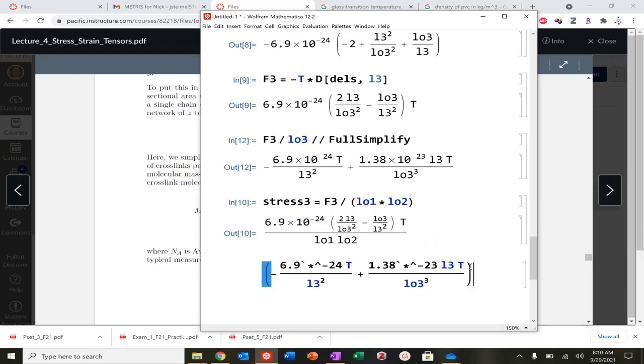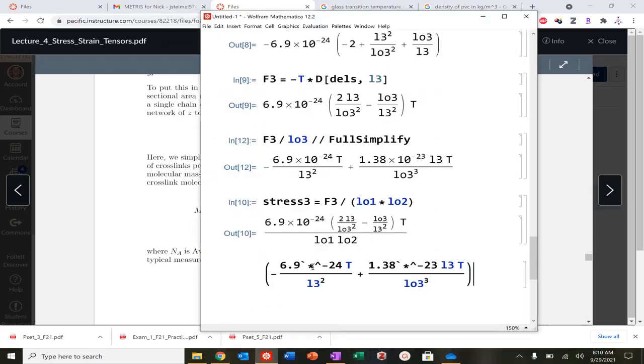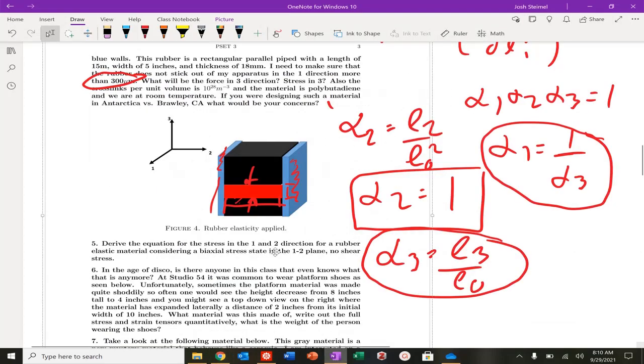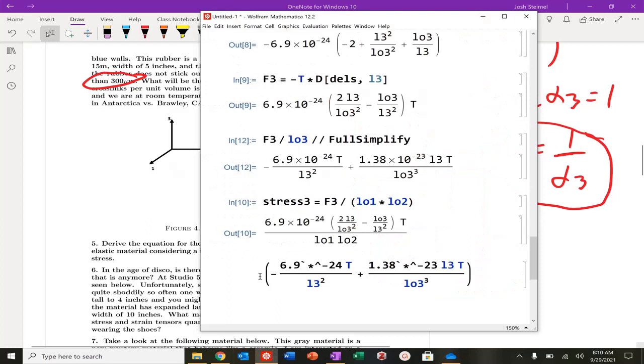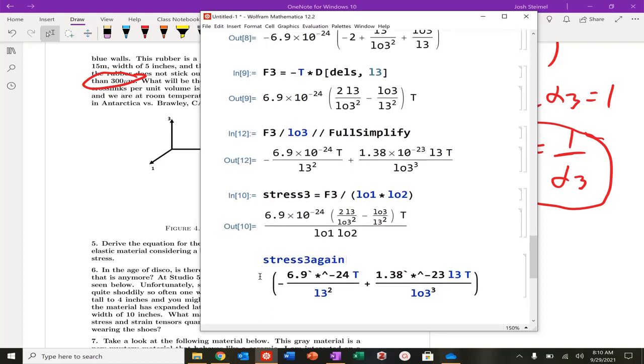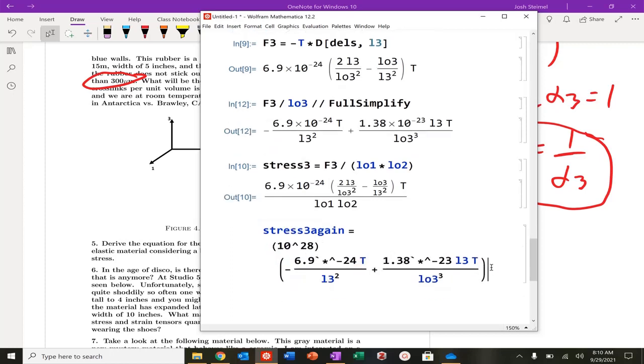And then what we've done is now we just need to multiply this. Again, we have that kT that's already plugged in. And then now I just need to multiply by my N sub x, my number of crosslinks, which we're also given in this problem, which is 10 to the 28. So now I can just do 10 times 10 to the 28. So stress 3 again equals 10 to the 28. And now I could start to plug in for the rest of those values.